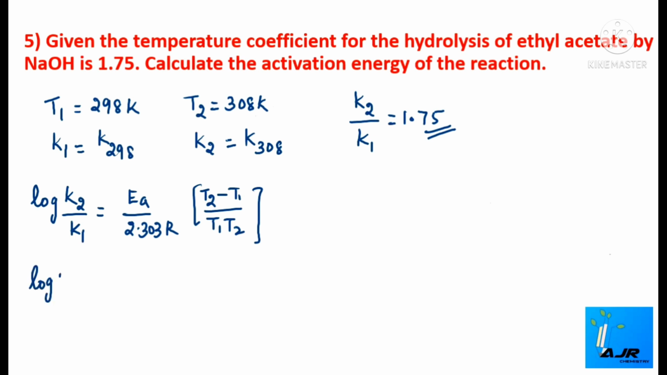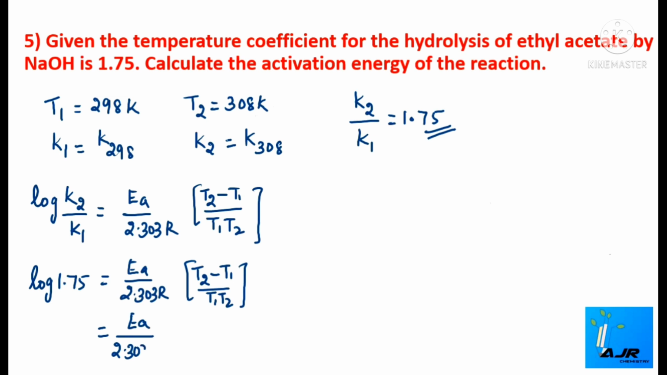So log 1.75 = Ea/(2.303 R) × (T2 − T1)/(T1 T2). Now I'm going to substitute all the values. Ea is unknown, divided by 2.303. What is R? It is 8.314, times (T2 − T1), that is 308 − 298, divided by 298 × 308.